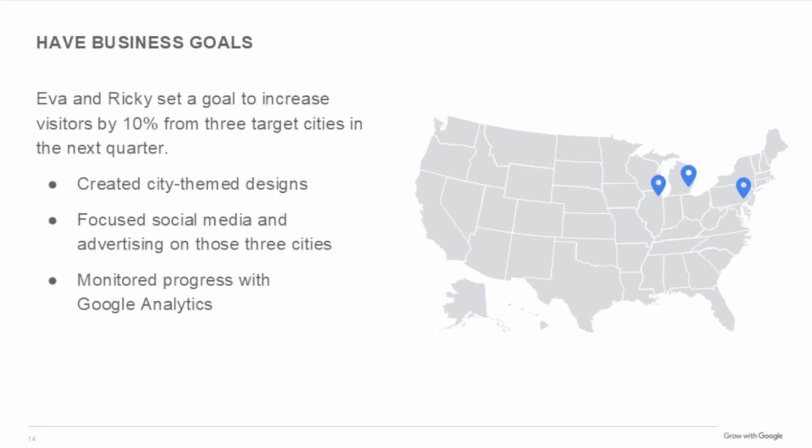In Eva and Ricky's case, our case study here, they were looking to increase sales 10% from three specific cities. They weren't looking for the whole world. They weren't even looking for all of the United States or a state. They were looking for three specific cities, and they were going to test city themed designs. So they were looking at Chicago is what I see here. Probably, I'm not sure where on the East Coast. Some of you may be better at knowing where on the East Coast that is exactly, because I'm just not familiar. And then also where they're going to focus their social media, and they're going to monitor all of this in their Google Analytics.